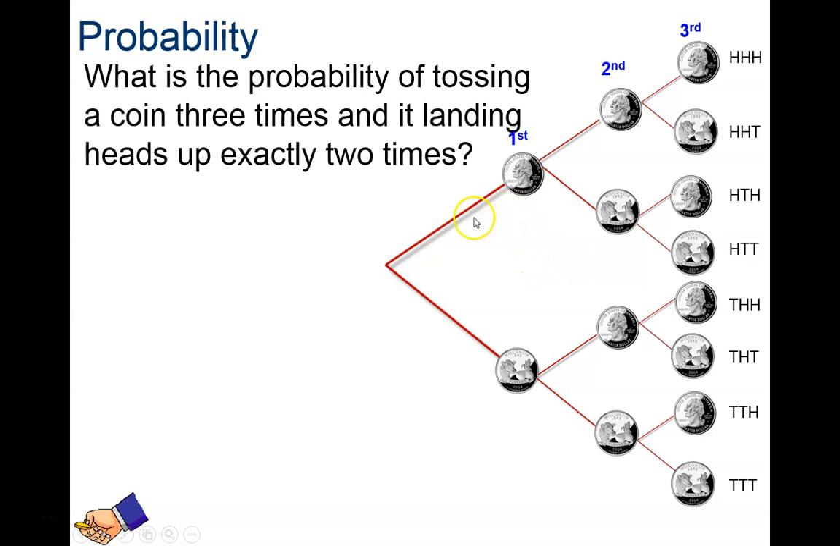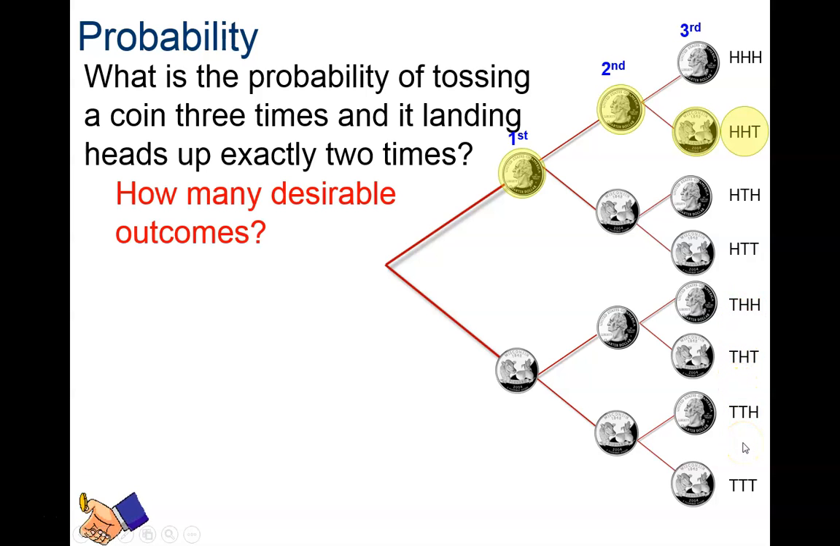Okay, so how many of these did it land on heads exactly 2 times? The first one, no, it didn't. It landed on heads 3 times. This guy landed on heads twice. This guy landed on heads twice. Not here. Here it did. Not here, not here, not here.